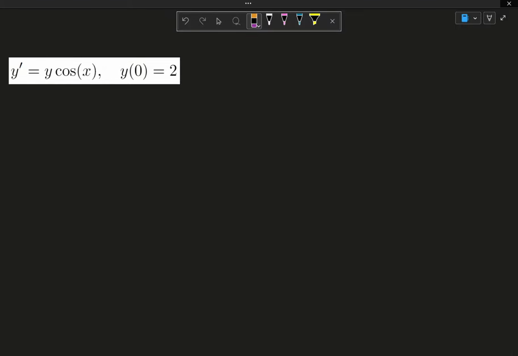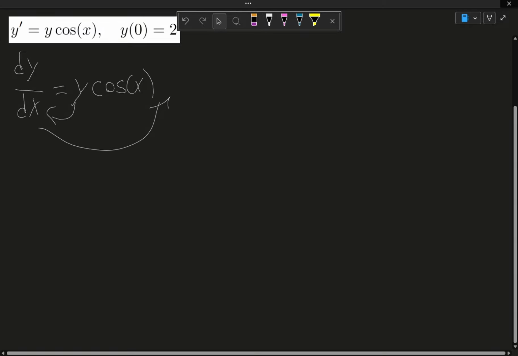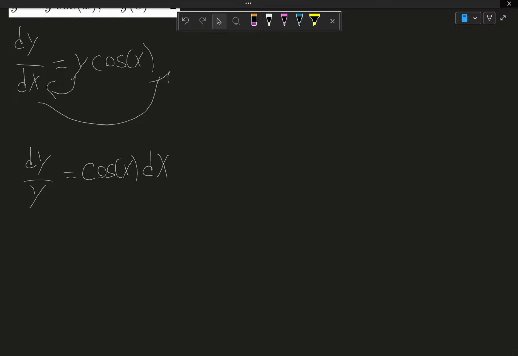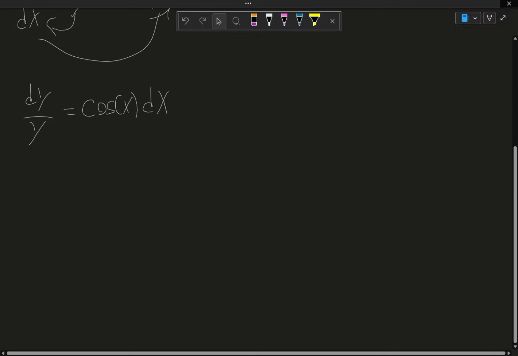My approach would be that you rewrite this y prime as dy over dx, and this is equal to y times cosine of x. Now we want to multiply by dx, so we have the dx on this side, and we want to divide by y, so we have it on this side. Let's do this. So we have dy over y is equal to cosine of x dx. Now we have separated our variables.